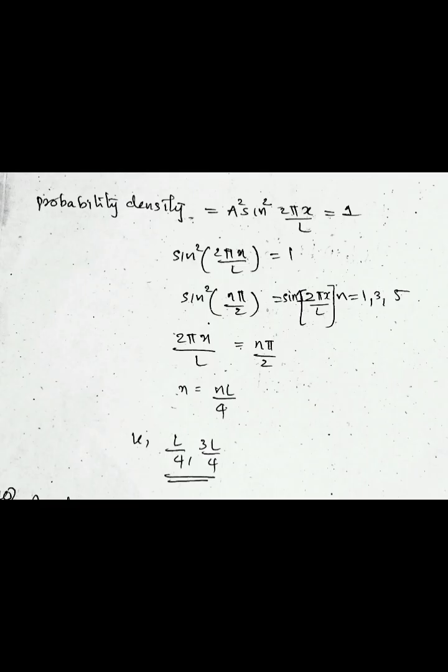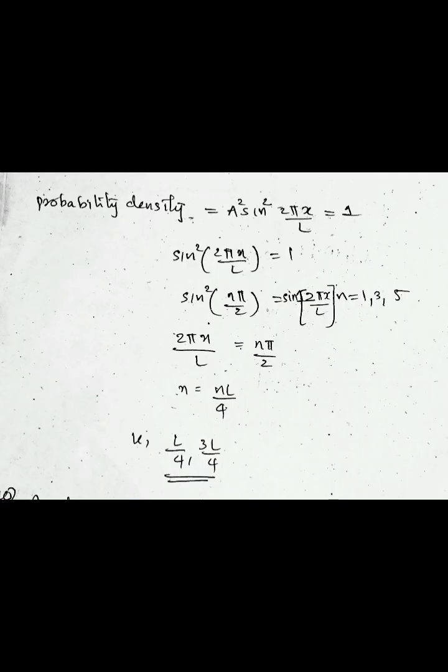So ignoring the constant A square, we can write sin square 2 pi x by L is equal to 1. Therefore, sin of 2 pi x by L is equal to sin of n pi by 2, where n is equal to 1, 3, 5, etc. Therefore, 2 pi x by L is equal to n pi by 2. Therefore, x is equal to nL by 4. Substituting the odd values of n, the possible values of x are L by 4, 3L by 4, etc.